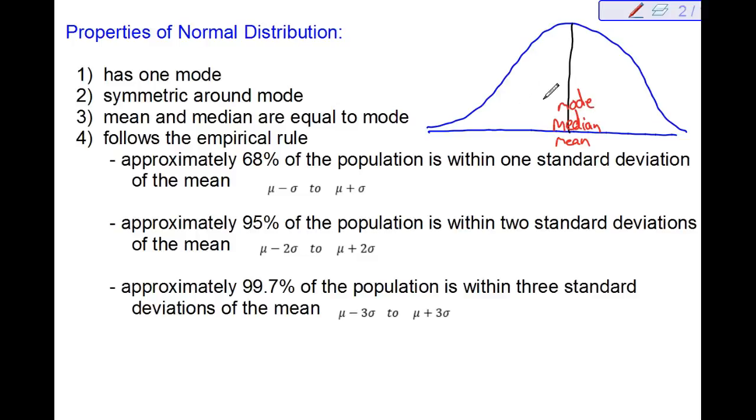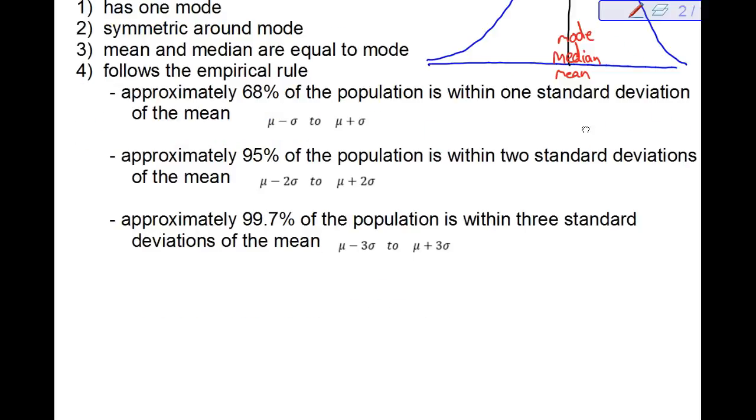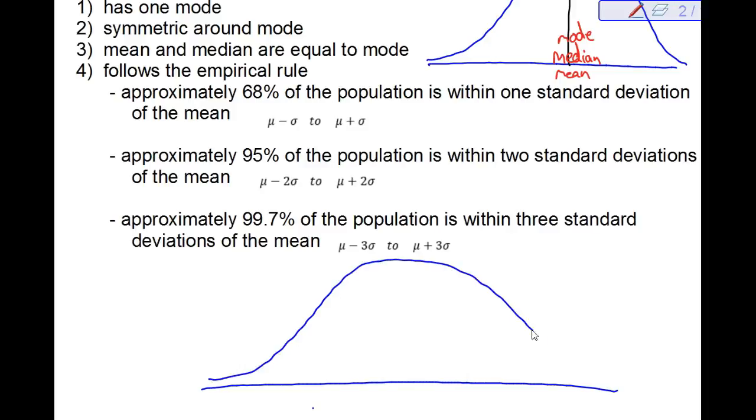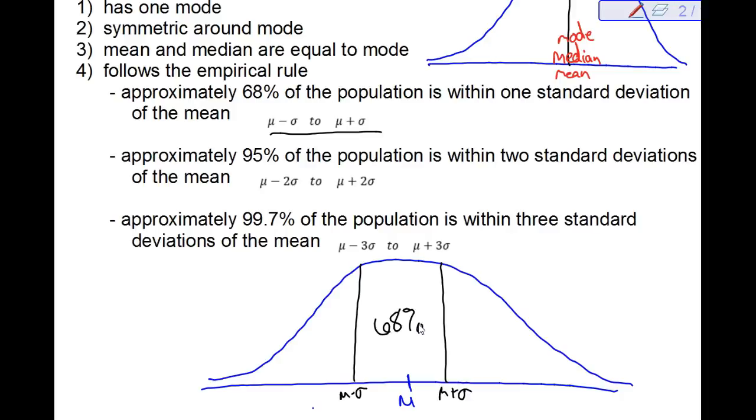And this normal distribution also follows that empirical rule. Recall that the empirical rule stated that 68% of the data fell within one standard deviation of the mean. So if this is the mean, and we do the mean minus one standard deviation, and the mean plus one standard deviation, that is 68% of the data between these two values.